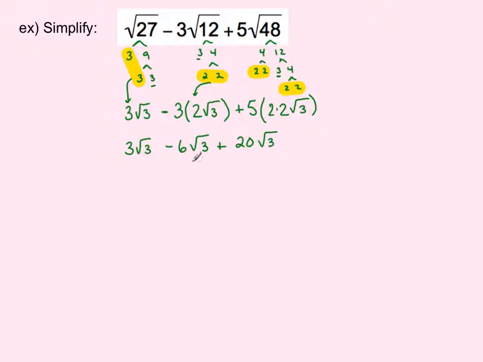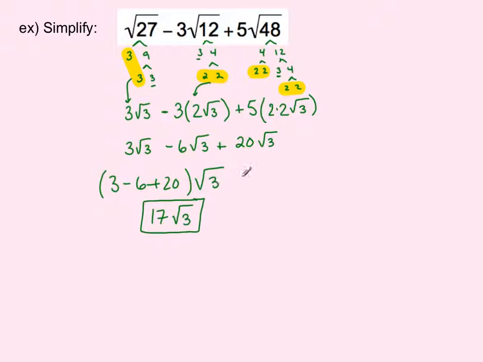Now we have like radicals. These are all root 3's. So my answer is going to have a root 3 in it. And we said we take all those coefficients and put them together. So I'm doing what's 3 minus 6 plus 20. Your calculator can do that for you if you don't want to. 3 minus 6 is negative 3. Negative 3 plus 20 is positive 17. So my final answer here is 17 times the square root of 3.